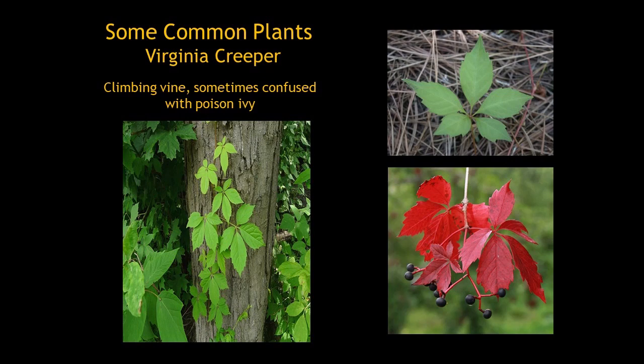And look at the berries. Definitely has berries, not like poison ivy, but again, don't eat the berries. Don't let the scouts eat the berries. But Virginia creeper, it has beautiful foliage, and it is a vine, and you'll see it sometimes growing along with poison ivy on a tree.